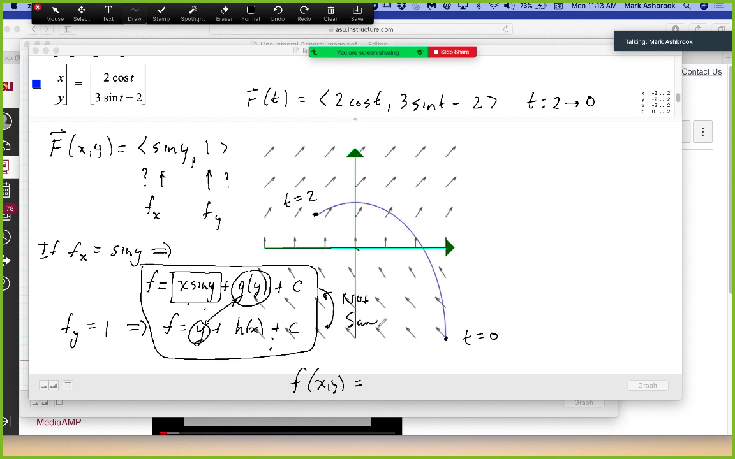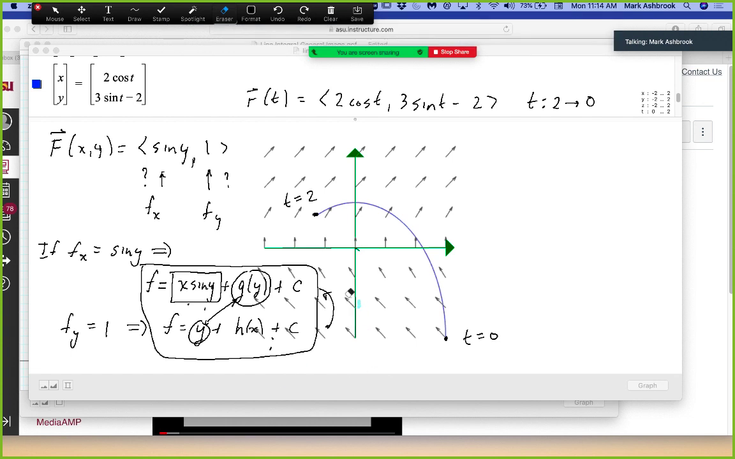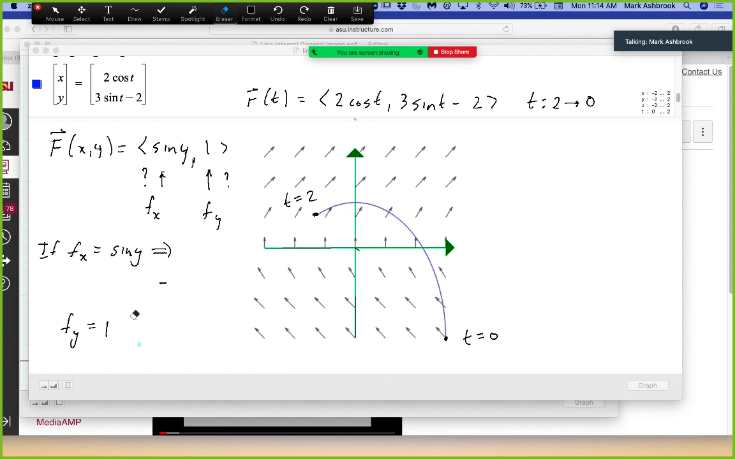And then the conclusion is you can't write a potential function. It does not exist. There's no function whose partial derivative with respect to x is sine y and whose partial derivative with respect to y is 1. It's impossible. Therefore, what can we say about the vector field? It is not a gradient field. So that should be familiar. That was also from work you did on Friday. That's another example.